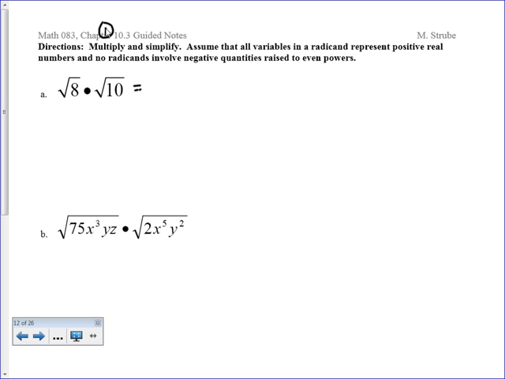Yeah, I just multiply their radicands. So I just take the 8 times 10 under a square root. So I've got a square root of 80.